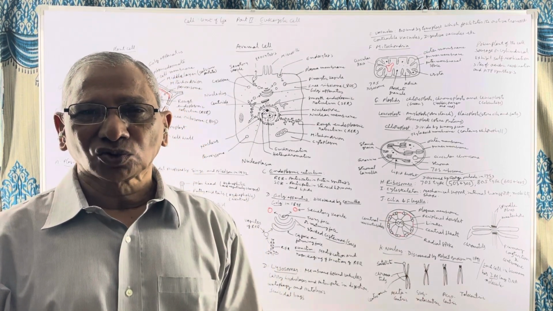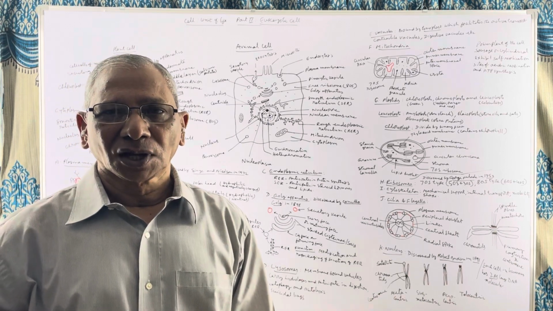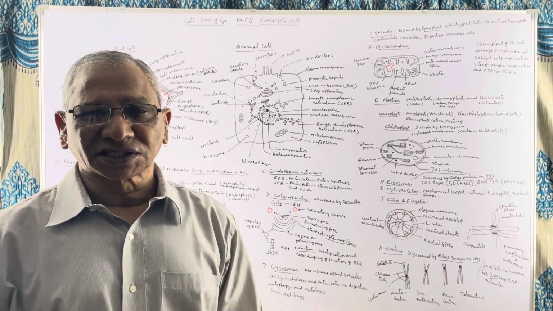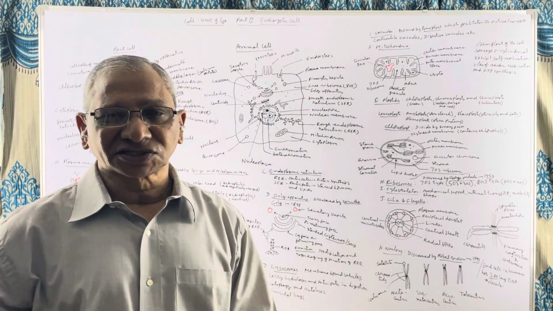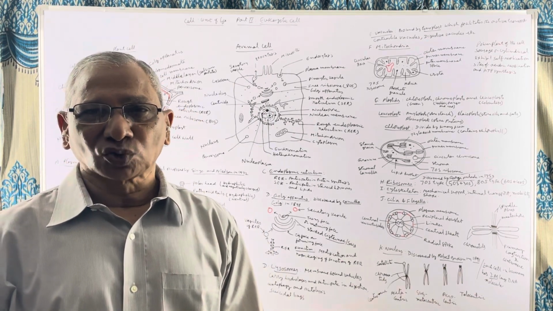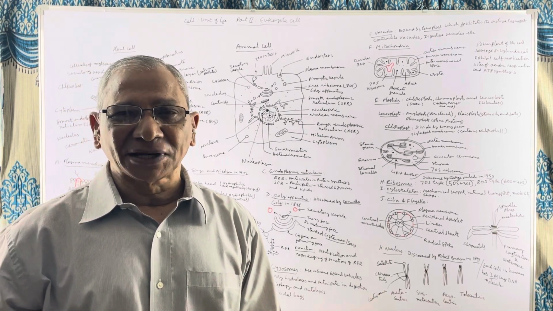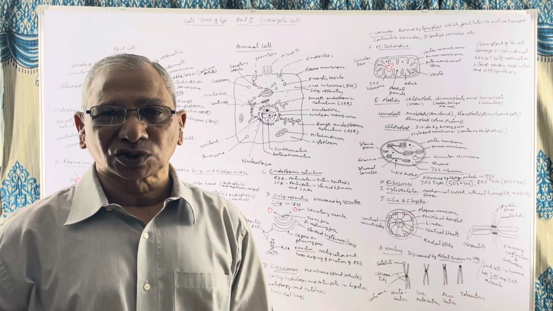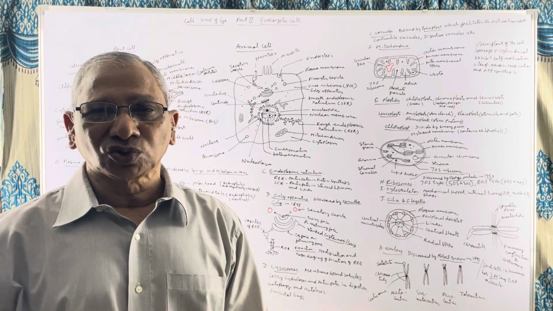Prokaryotic cells have no nuclear membrane around their chromosome, and the prokaryotic cells are present in Monera. Whereas in the case of eukaryotic cells, the chromosomes are surrounded by a nuclear membrane. This is the main difference between prokaryotes and eukaryotes. Today, let us describe the eukaryotic cells.